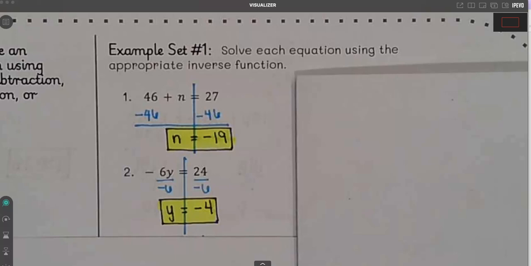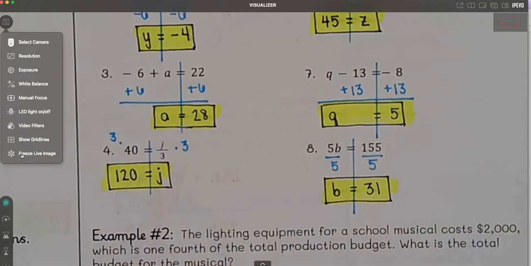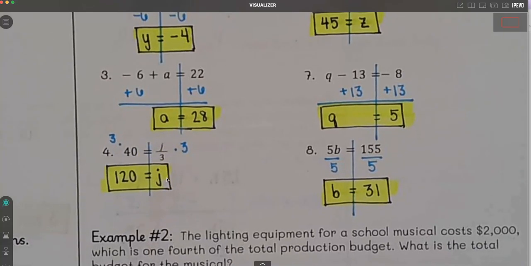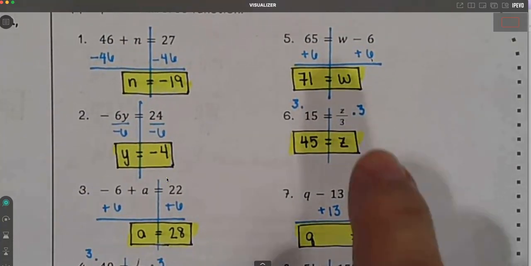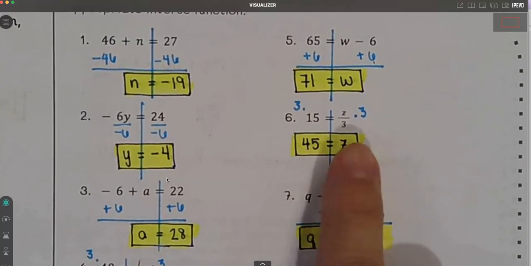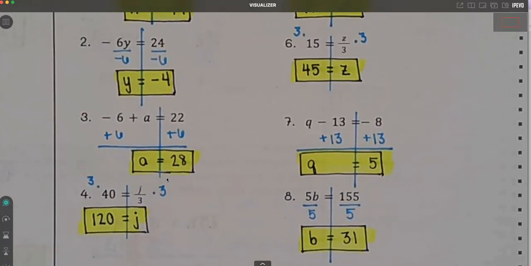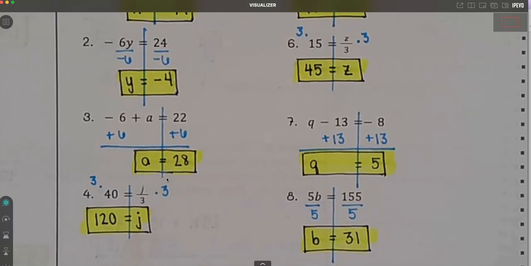All right, ladies, here are the answers. Time's up. Here's numbers 3 and 4. If you add 6 to both sides, you get 28. And multiply both sides by 3, you get 120. Here's numbers 5 and 6. Add 6 to both sides, you get 71. Multiply both sides by 3, you get 45. And finally, numbers 7 and 8. Add 13 to both sides, you get 5. Divide both sides by 5, you get 31.